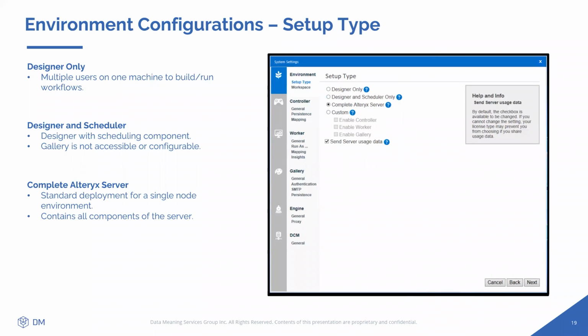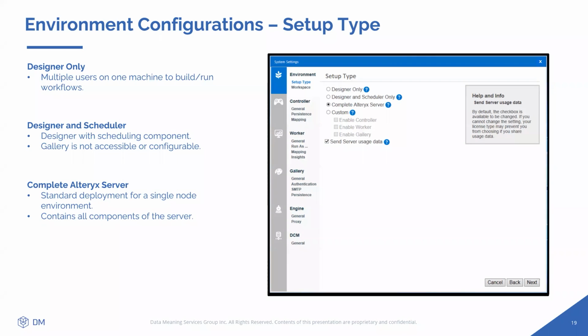What we want is the complete Alteryx installation. So in configuration, this is going to enable the entire server architecture to run on this machine: the designer, the scheduler, and the server user interface, which is the gallery. This is how we choose this machine to be the single node environment, having a complete Alteryx server enabled.